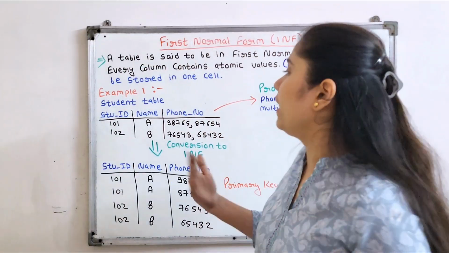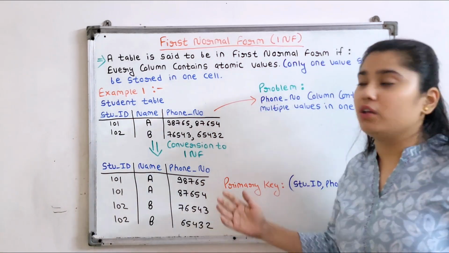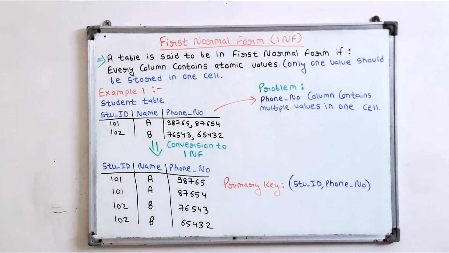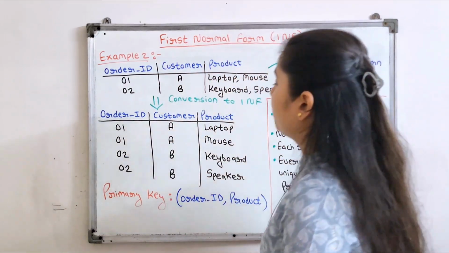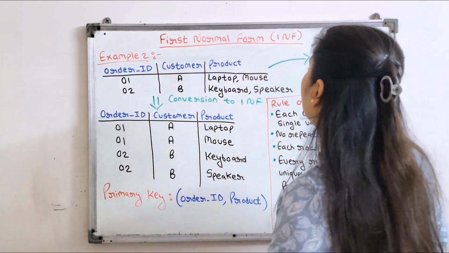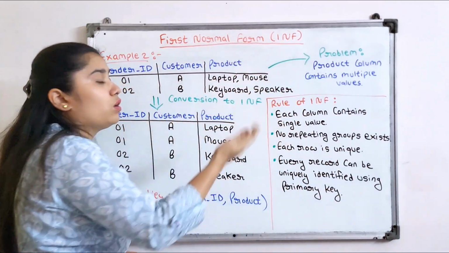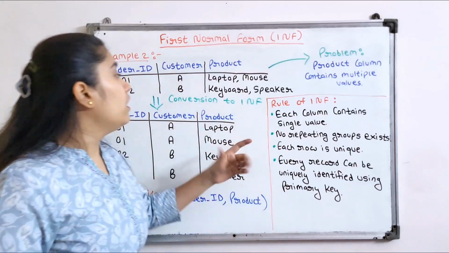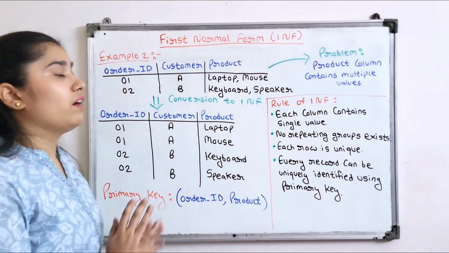Now let's discuss one more example so that we will be clearer. First take a screenshot of this or write it down, then we will see the second example of first normal form. Yes, for the second example we have another table with order ID, customer and products. Here we have three columns: order ID, customer and products. Again we have a problem that the product column contains multiple values. So now we have to convert it into 1NF. It is not in 1NF because the table cell is containing more than one value, so it does not have atomic values.